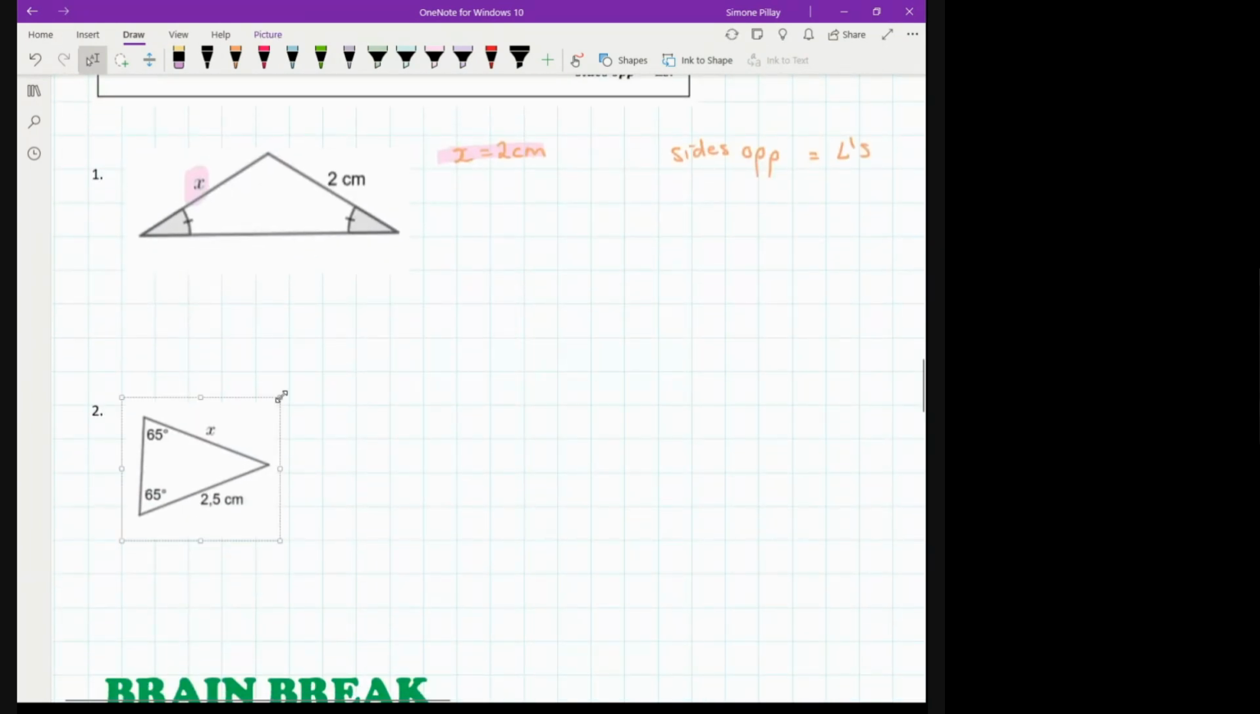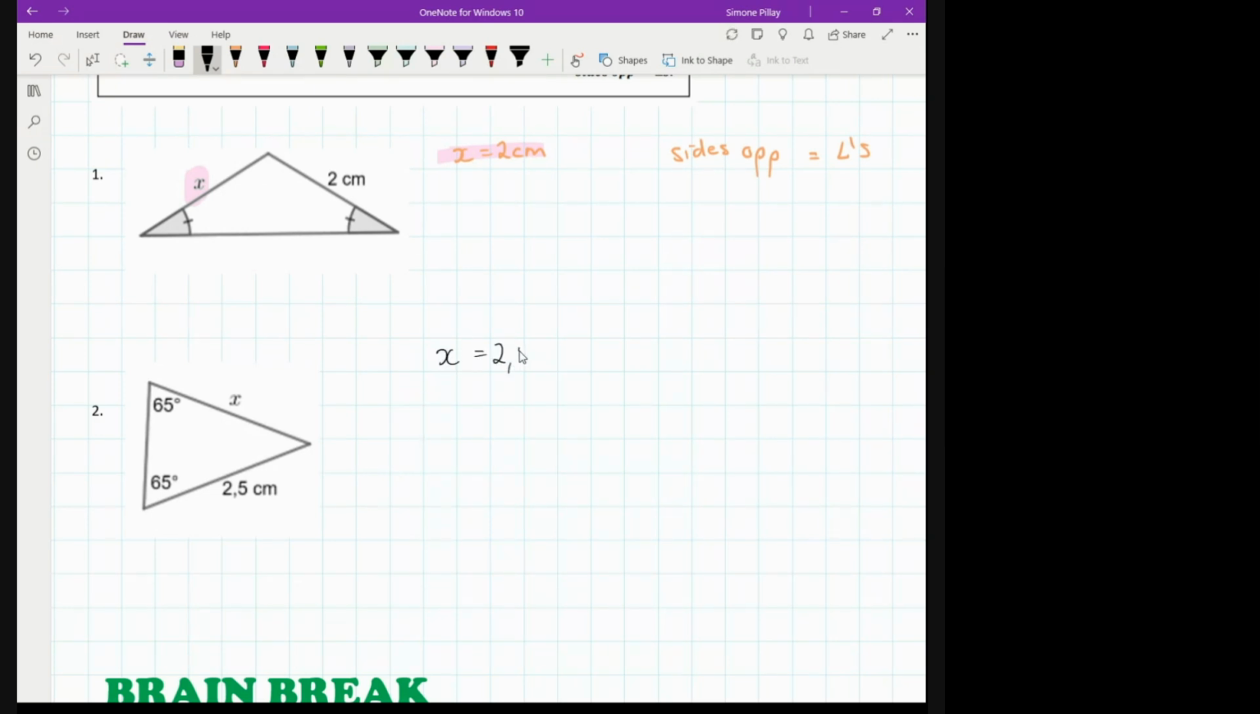We have the next one. Uma, yes. Thank you, ma'am. I was waiting on my answers for almost a century now. I'm sure your hand is tired by now. X is equal to 2.5 centimeters. Sides opposite equal angles. Can I do the next one also? Yes, after the brain break. Well, if there's another hand, I'm taking the other hand.